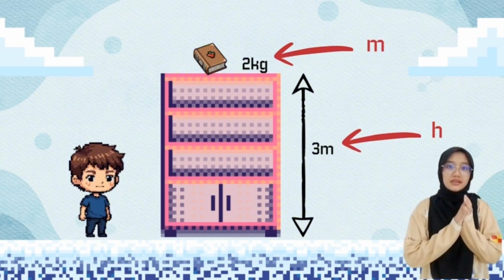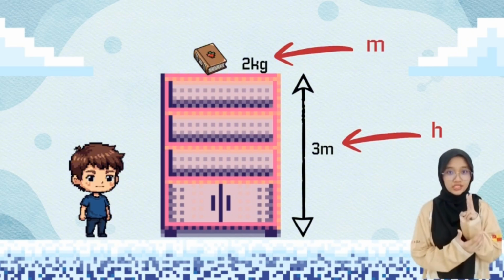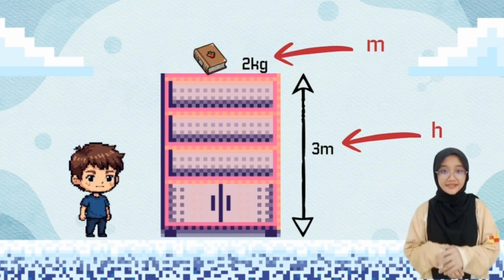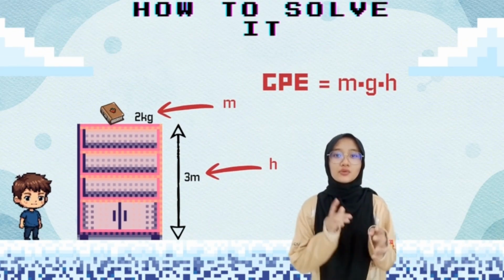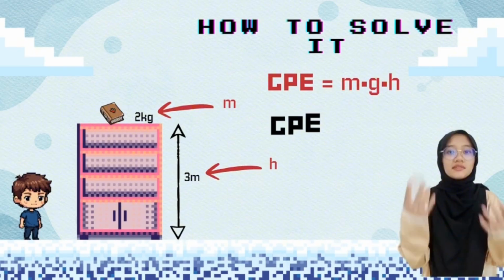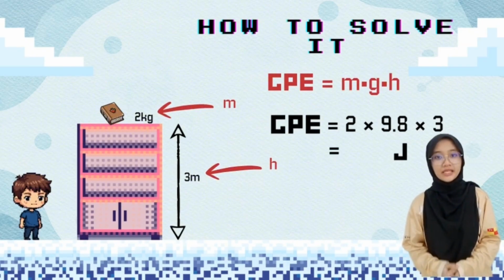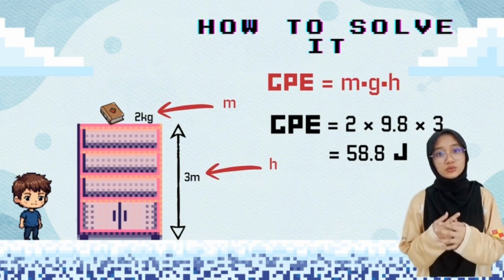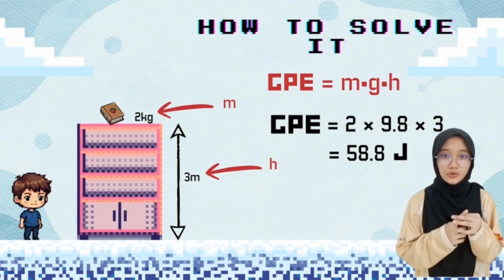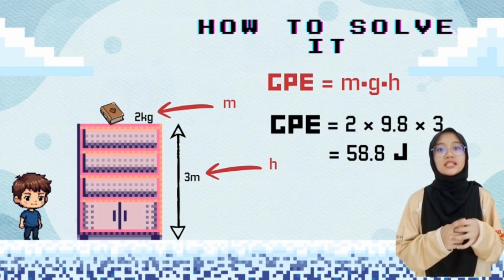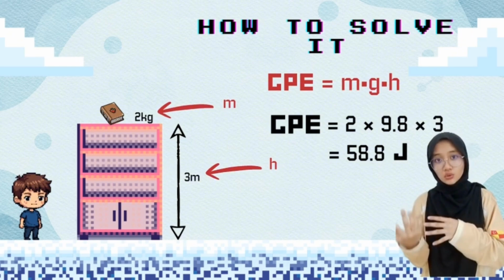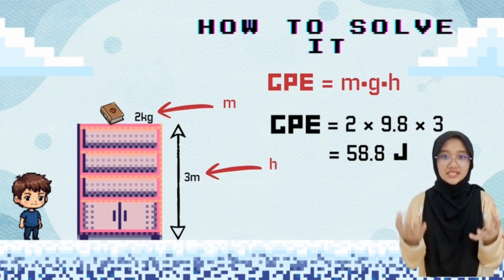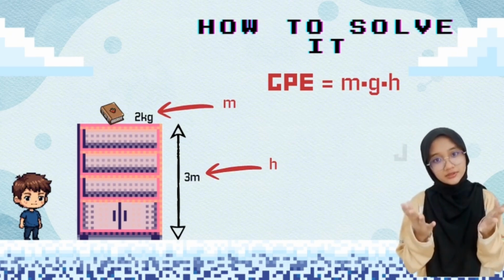So, in this example, the mass is 2 kilograms and the height is 3 meters. By using the formula GPE equals mgh, we substitute the values. So, GPE equals 2 times 9.8 times 3. This gives us the final answer of 58.8 joules. That is the gravitational potential energy of the book.